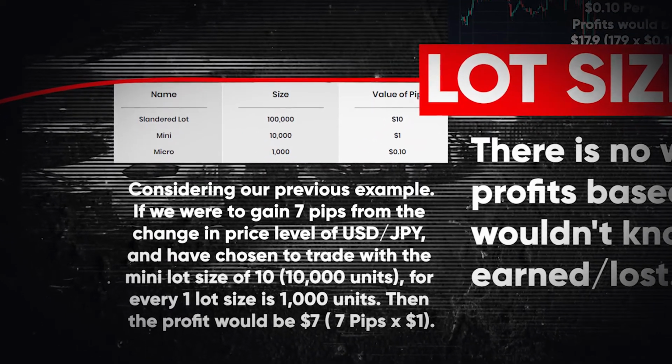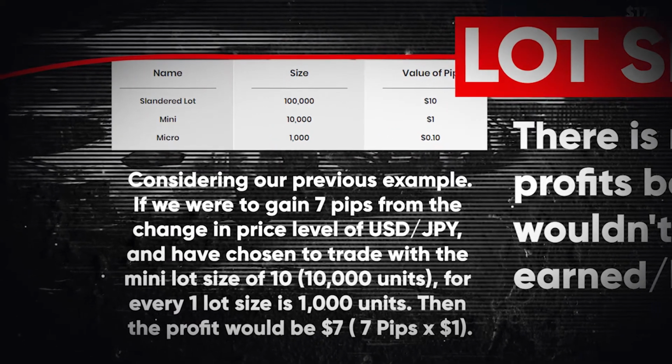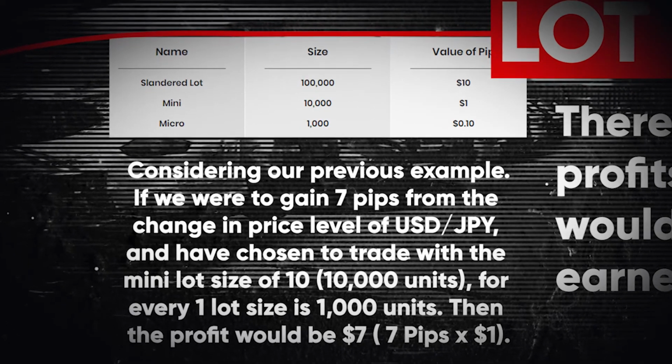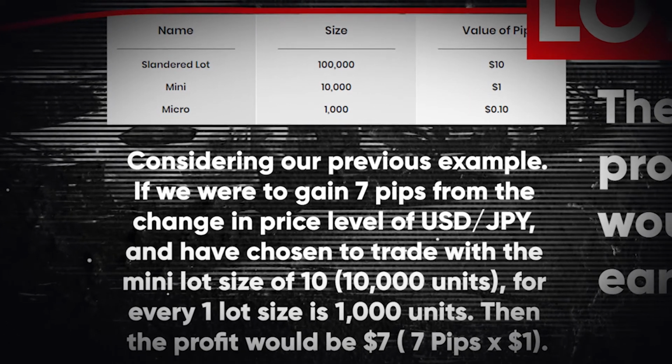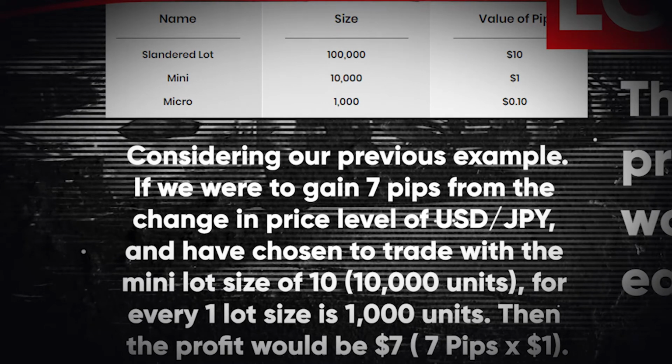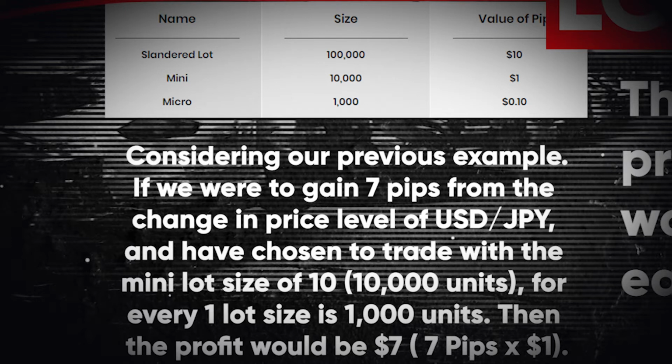If it wasn't clear, it simply means that whatever lot size you decide to choose will determine the value of each pip gained or lost. Considering our previous example, if you were to gain 7 pips from the change in price level of the US dollar and Japanese yen, and have chosen to trade with a mini lot size of 10, which is equal to 10,000 units, for every one lot size is 1,000 units, then the profit would be $7.